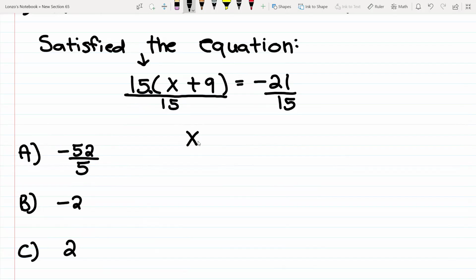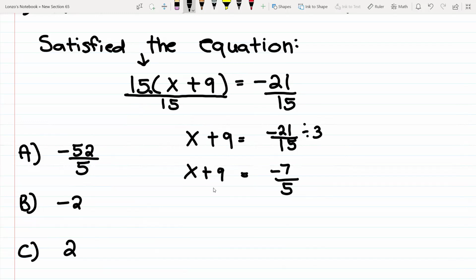Now you have x + 9 = -21/15. Let's try to reduce this first. Can -21/15 be reduced by 3? That would be -7, and 15 divided by 3 is 5. And then you have x + 9.